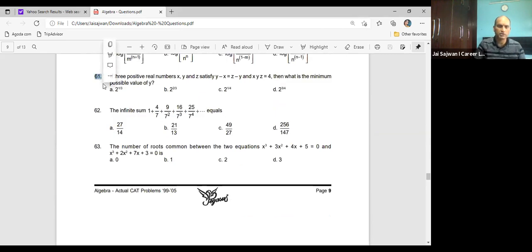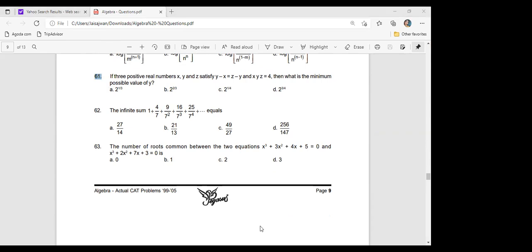Can you solve question number 60 first? And just take a 10 minute break. My eyes are straining actually. So we'll be meeting after 10.